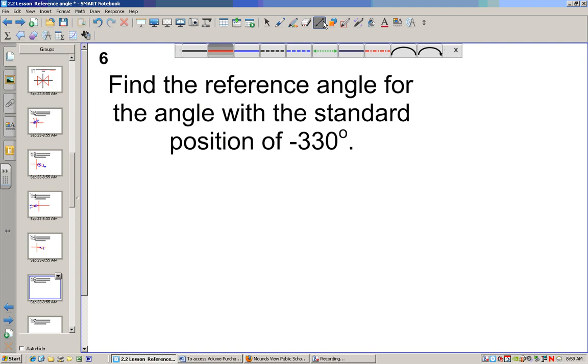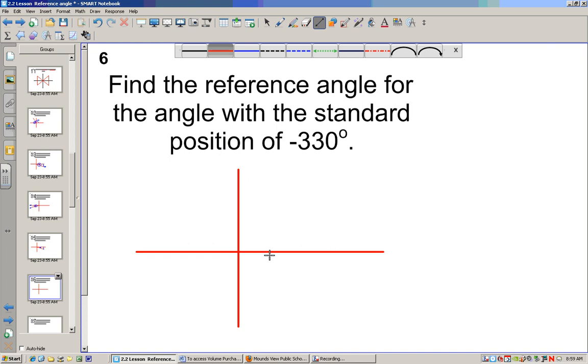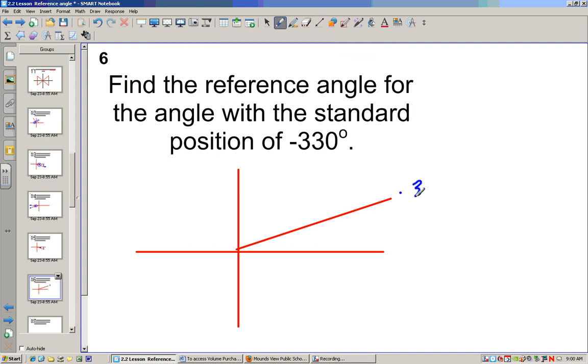Negative 330. So this is negative 90, negative 180, negative 270, and negative 330 is over here. So that means that there will be 30 degrees as a reference angle.